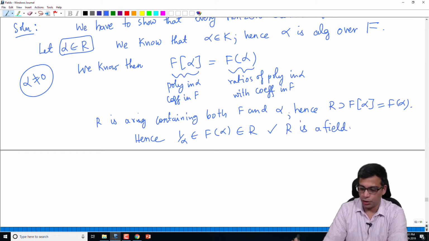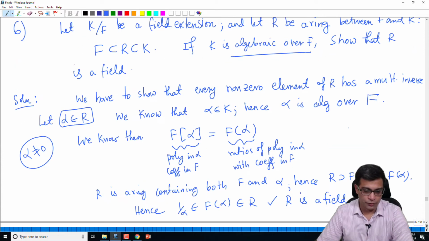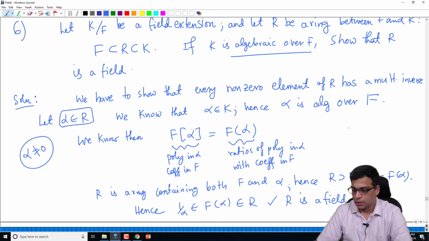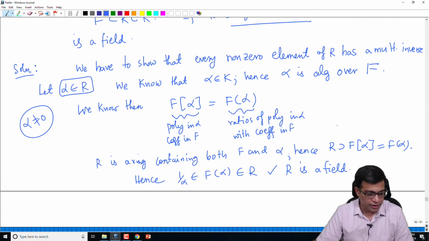There is nothing more to do here, right? So this is clear. If you have a ring squeezed in between an algebraic extension of fields, it is automatically a field. So next problem.